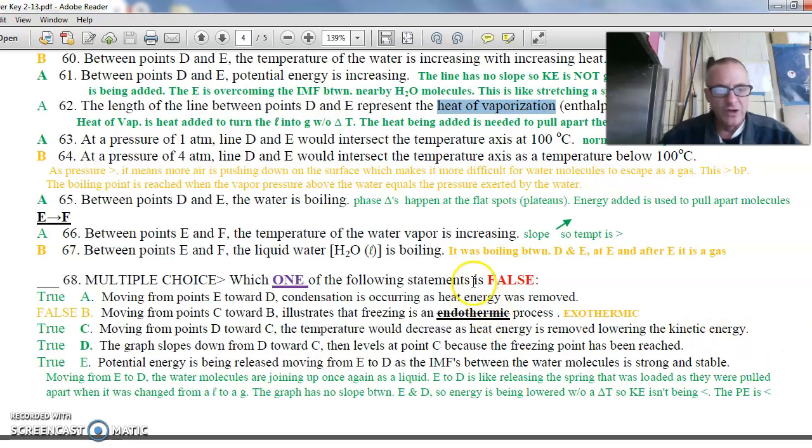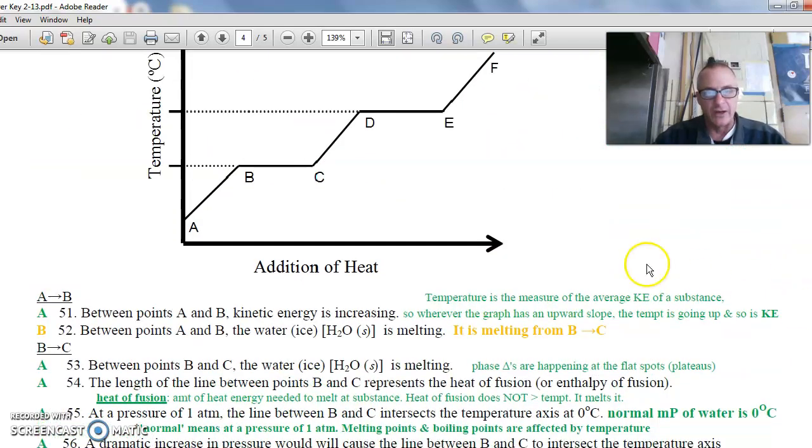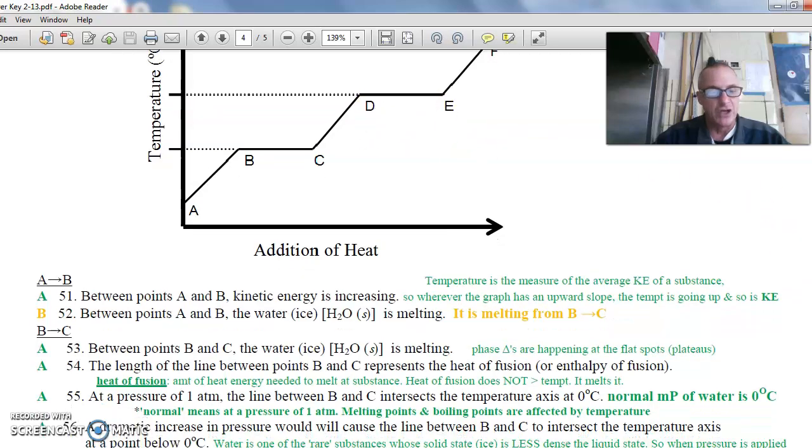Here we go. Which one of the following statements is false? Moving from E back to D, condensation is occurring. E back to D, condensation is occurring. True. D and E, it's going from liquid to gas. E to D, it's going back.